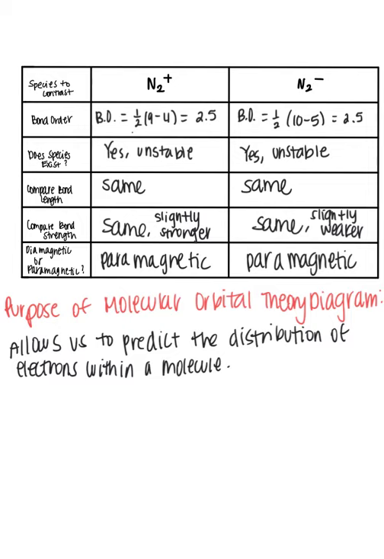And lastly, the purpose of the molecular orbital theory diagram is that it allows us to predict the distribution of electrons within a molecule.